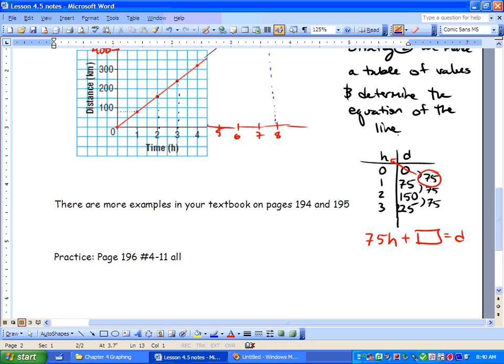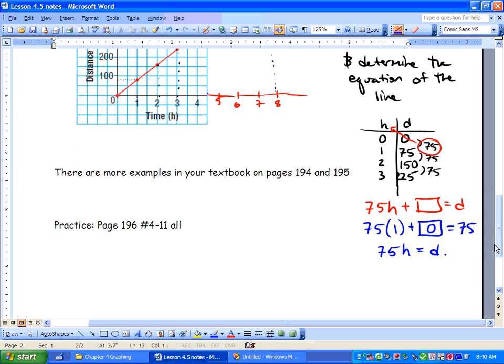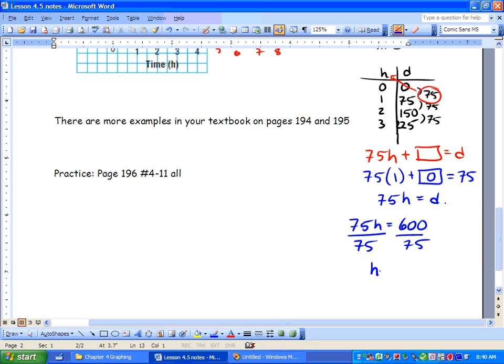We're going to fill in something for this using a point, and we'll go 75 times 1 plus something equals 75. Well, that something is actually nothing. It's 0. So our equation for this line is 75h equals d. Using our equation, we can put in the amount of distance. We want to find out for 600 kilometers, so 75h equals 600 kilometers. To get h by itself, we divide by 75, and finally we get h to equal 8 hours.